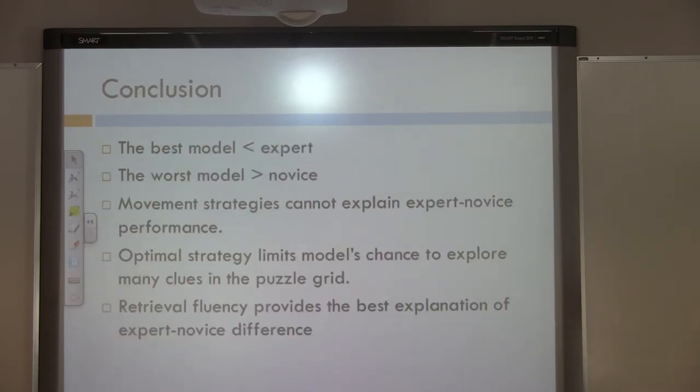For the conclusions from this graph, you can see that even the base model performed worse than the average expert's performance. And the worst models still outperformed the average novices' data. Moving strategies cannot explain the experts' and novices' performance. The optimal strategy limits the model's chance to expose as many clues as possible in the puzzle grid. And only the retrieval fluency provides the best explanation of the difference between experts and novices.